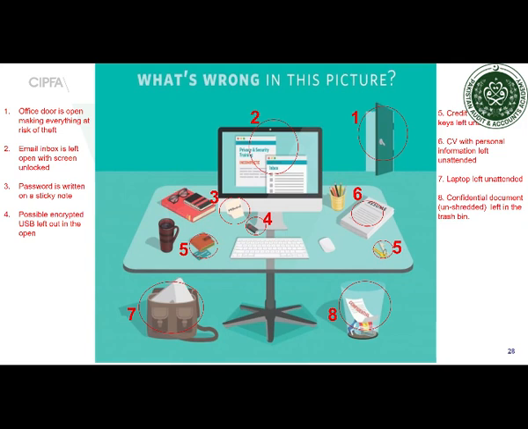So number one is the open door. Two is the email and inbox is open. System could also be open. There's a private security training document that also is visible. Possible encrypted USB left out in the open. Could be encrypted, could be non-encrypted, but they might have some either personal or business data that could easily be taken. Credit card and wallet left unattended. CV with personal information left unattended. Laptop left unattended. Confidential document not shredded and left in the trash bin.